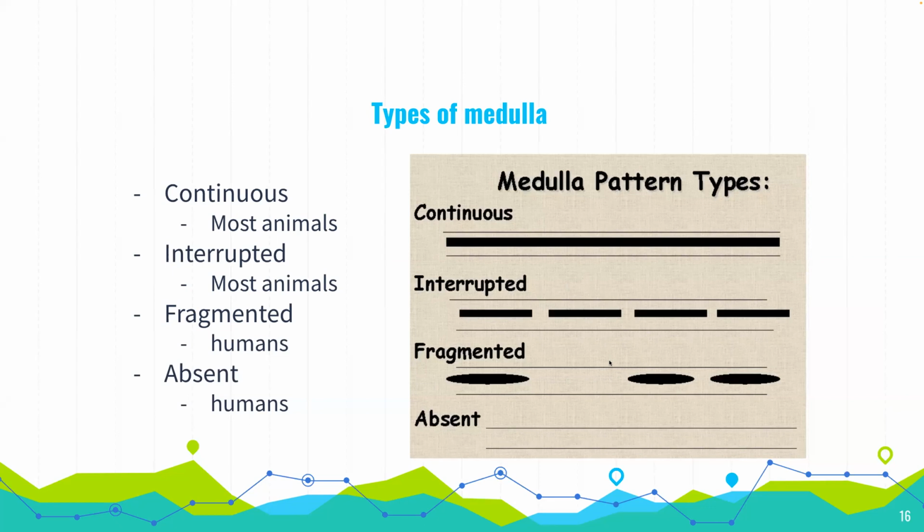Continuous are most animals. The one that I can definitely think of right now is a dog hair, where the medulla is very thick. And then next is interrupted, so these are most animals. While in humans, the medulla is either fragmented or absent, so it's definitely not as thick.